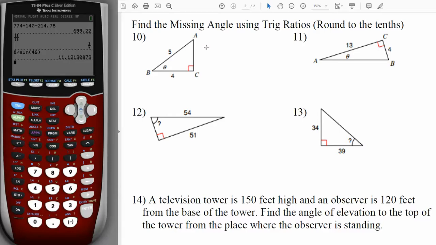Alright, geometry students, back with another trigonometry problem. This time we're trying to find a missing angle. Now, if you watched the previous video, finding a missing side, we just used trig and a little basic algebra. This time things get a little different.